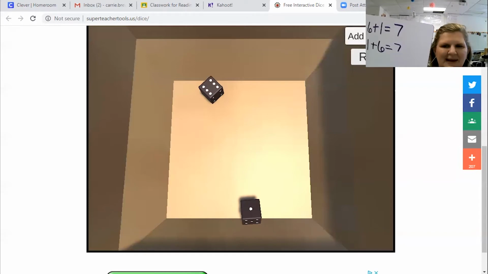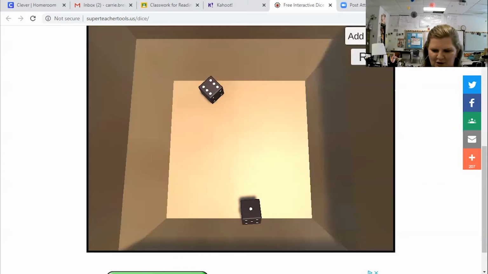You are exactly right. This is because of the commutative property, boys and girls. It doesn't matter if we write the 6 first or the 1 first. Our answer is always going to be the same. What is the sum for both of my problems? You're right. The sum for both is 7. Great job.